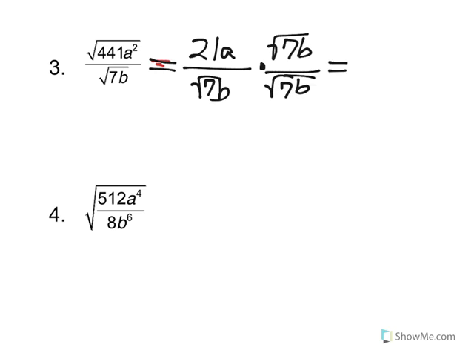So when I multiply across, I'm not going to combine anything that's not under the same radical, so I just have my 21a, and then I have my square root of 7b on the top. And in the bottom, I can multiply everything on the bottom. So I do 7 times 7 gives me 49. B times B gives me B squared. And so now if I do each of these individually, I have my square root of 49 and I have my square root of B squared.